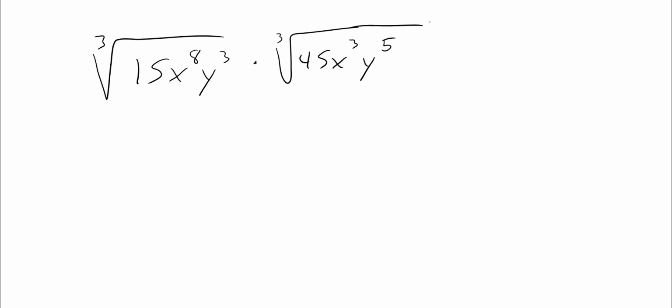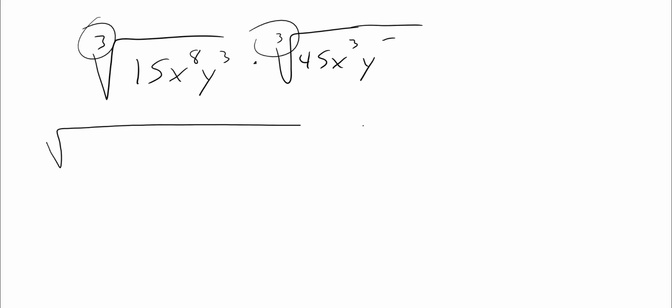Okay? All right, cool. So these are, again, both cube roots. That's good. So I can multiply them together. I'm not going to multiply the numbers together. I'm going to leave those separately. So let's write out the whole thing. So 15 times 45. Let's do the variables together, though. Do you guys agree? Oh, this is to the 5th power. So 8 plus 3 is 11, so x to the 11th. And y cubed times y to the 5th is y to the 8th. Everybody okay with that? So this is what you get.